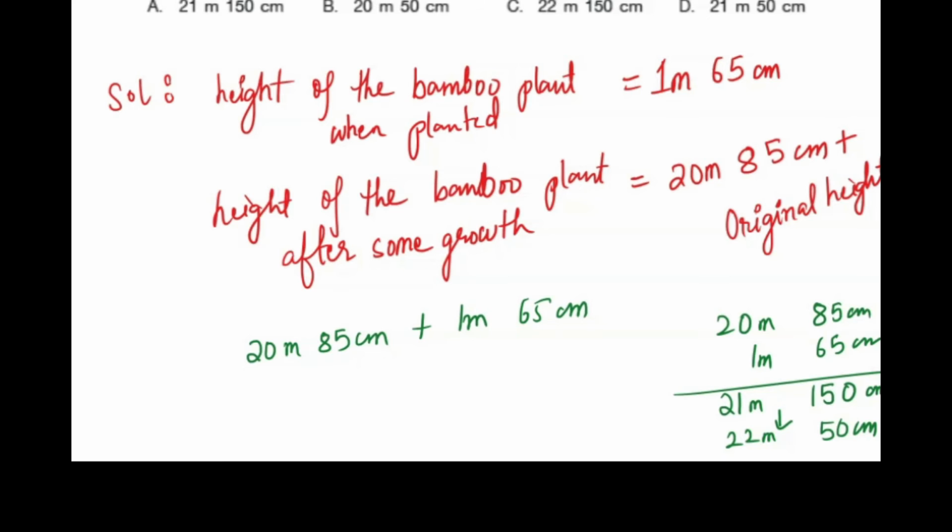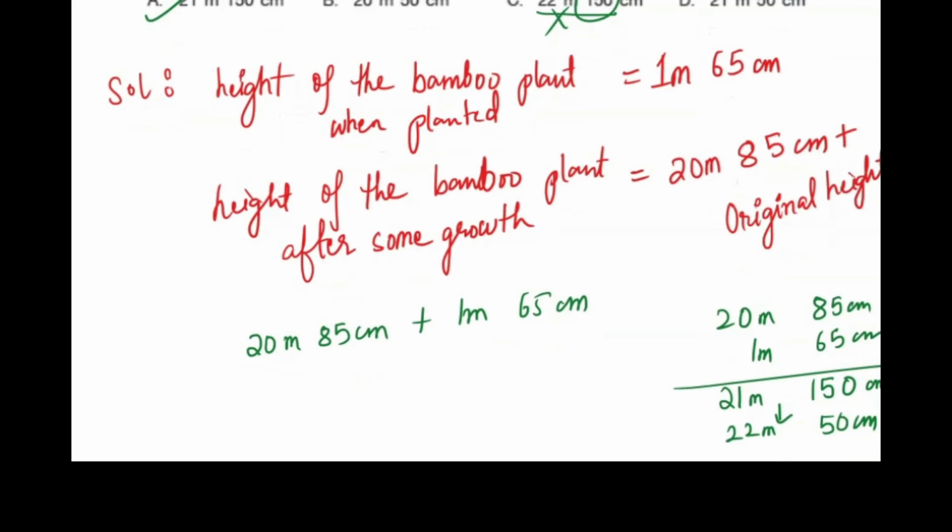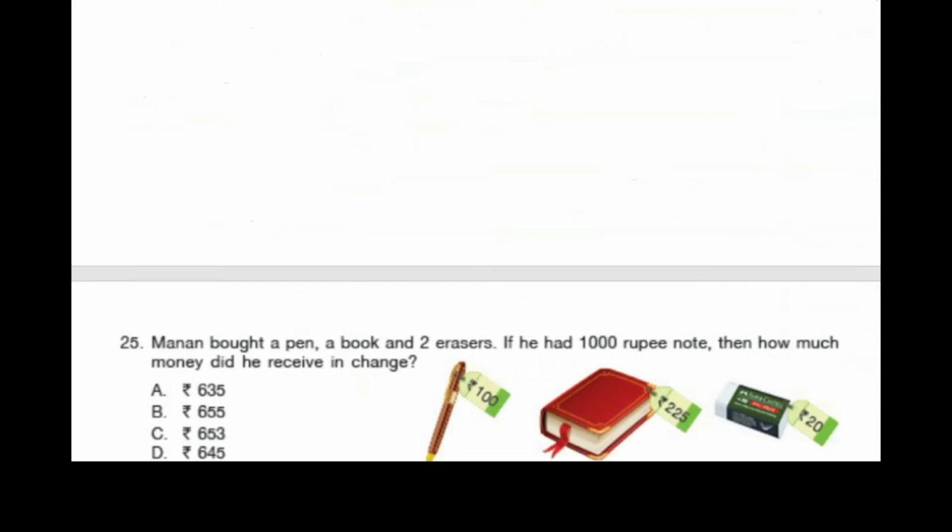Let's check which option is matching. 22 and 150 is wrong. A is correct. It needs to be 50. When it is 22, it needs to be 50. Otherwise, 21 meter, 150 centimeter. Option A is correct.